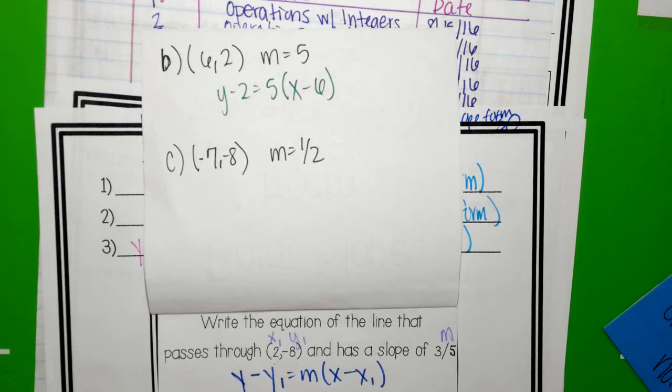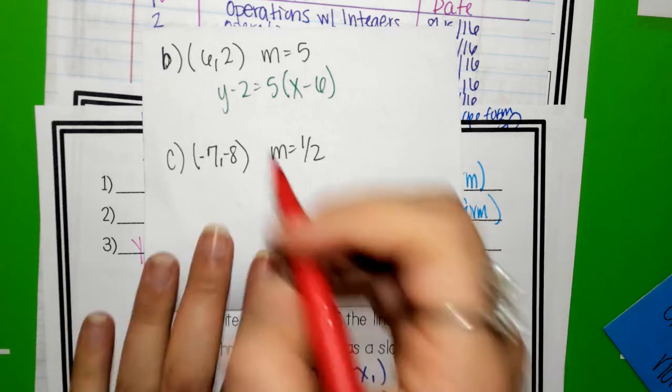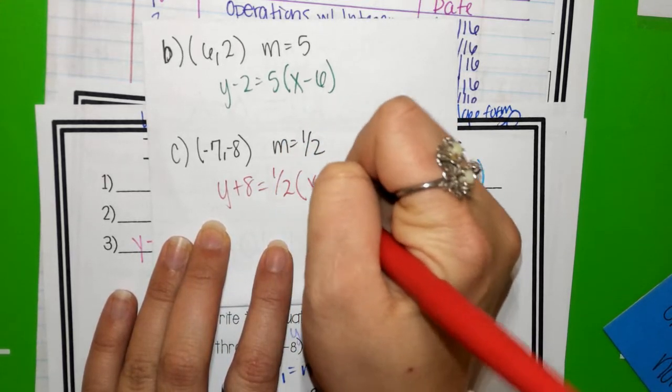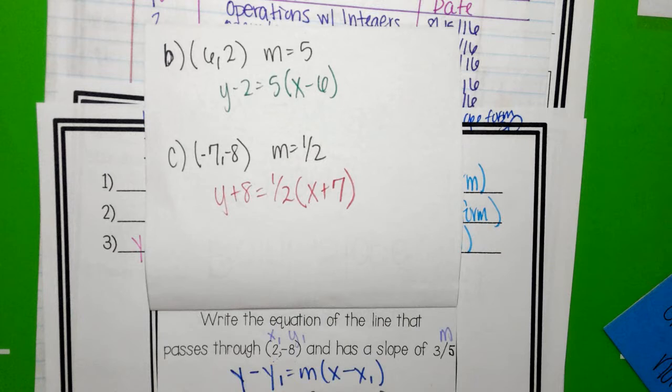All right, are we done with C? Anybody not done with C? All right, so for C, you should have y plus 8 equals 1/2 times x plus 7. Yes or maybe? Yes. Did everybody get that one right?